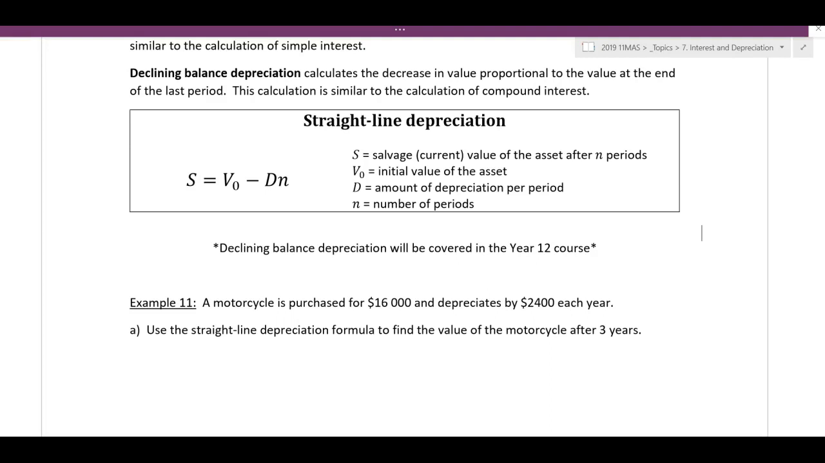I've got a motorcycle here. My V0 is 16,000. It depreciates by this much per year. Notice there's not so much as a percentage mentioned here. That's just straightforward. D is 2,400. N equals 3 years. And so we're ready to go.